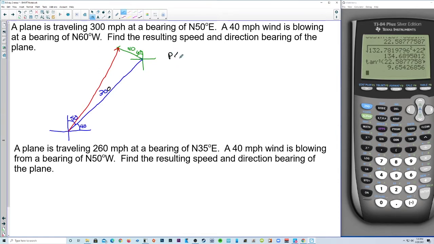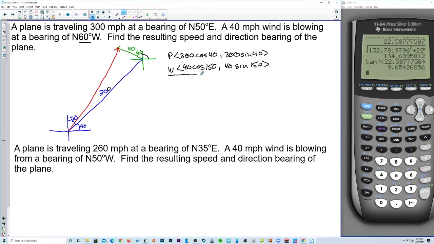So the plane's vector is 300 cosine of 40 and 300 sine of 40. And we'll get this, the component form of the plane. Then we have the wind. The wind is 40 cosine of, well, this is the 60 degrees from the bearing right there. And it's on the west side of north, but we need the unit circle measurement. So we need 90 plus another 60. That's 150. And we have 40 sine of 150.